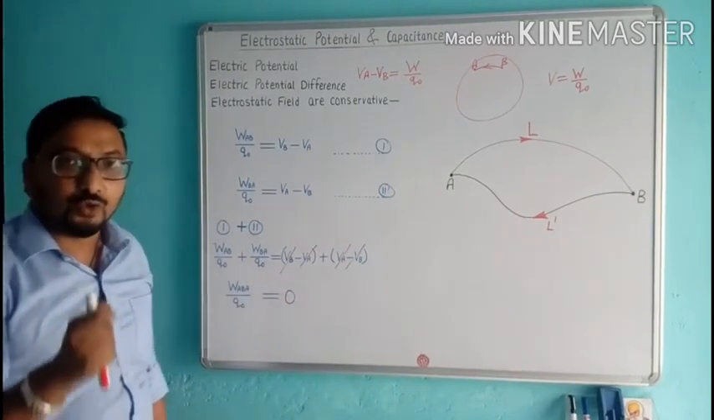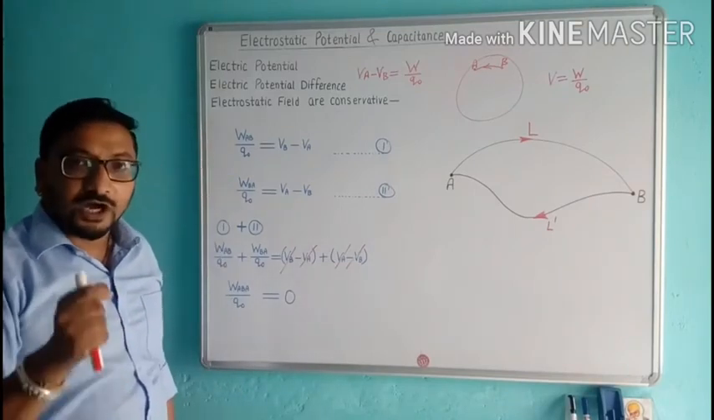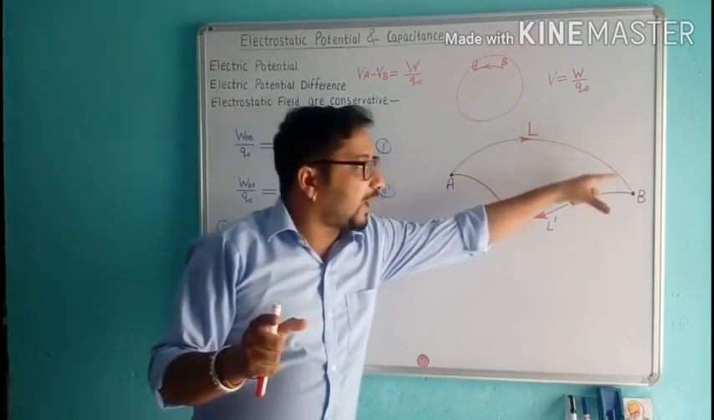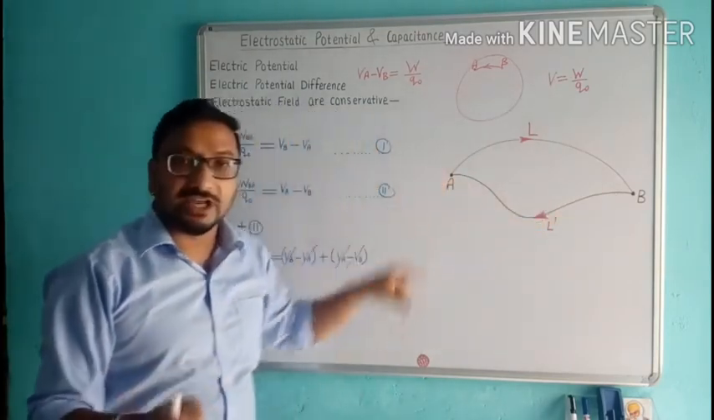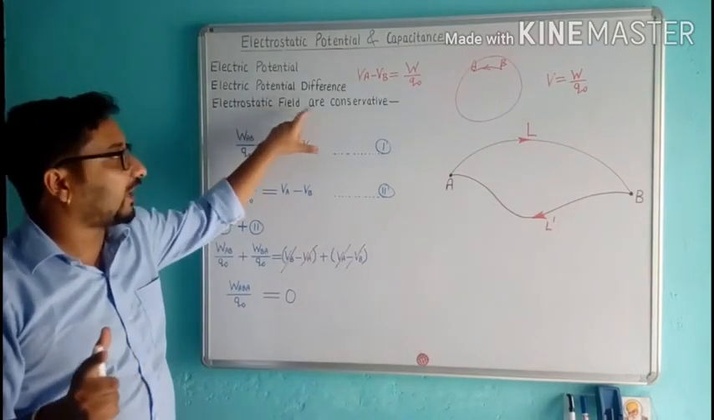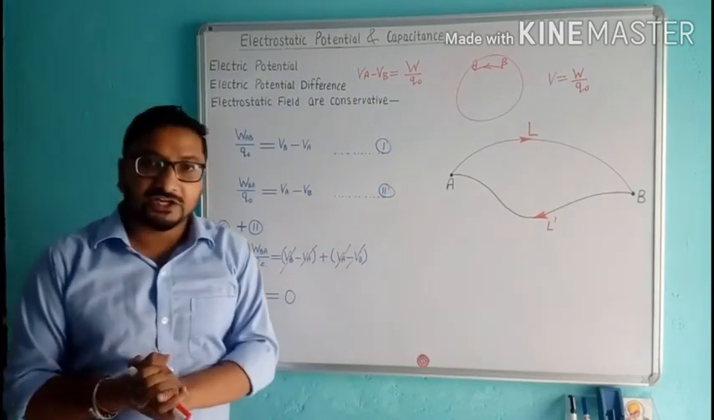That means no work is done to move a unit positive test charge over a closed path in the electric field. That means electrostatic fields are conservative. So the topic is done.